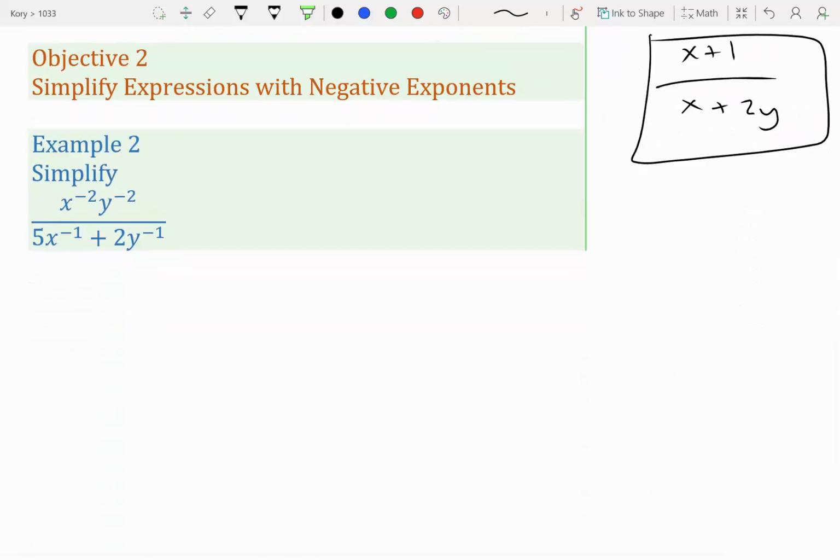All right, objective 2, simplify expressions with negative exponents. So we can't have negative exponents. That's something that's against the rules. To change it from negative to positive, you have to flip it. So you have to flip them, meaning that you're going to move it down to the next level. So that's what we're going to do.